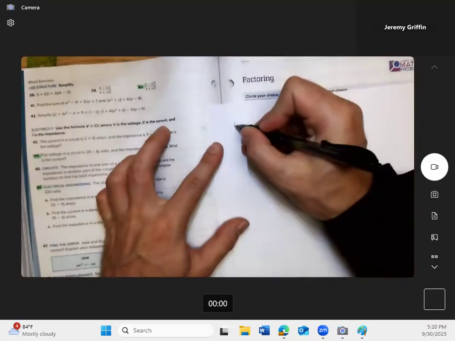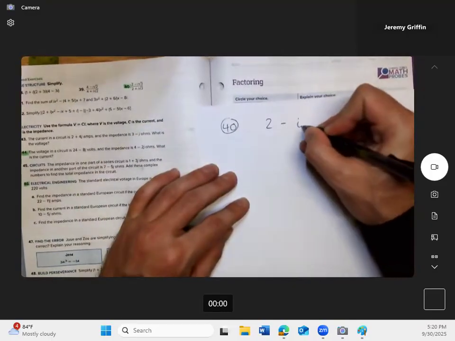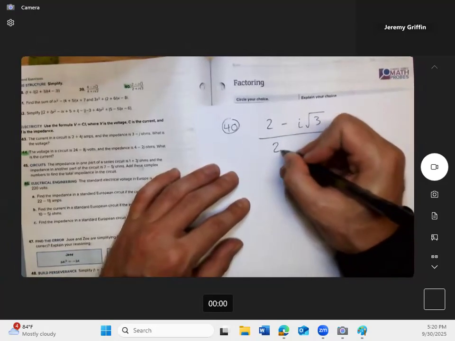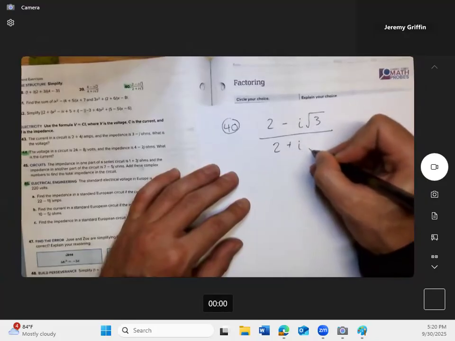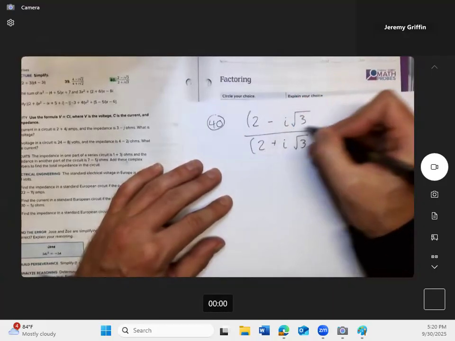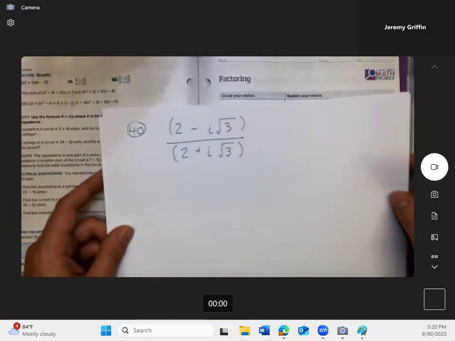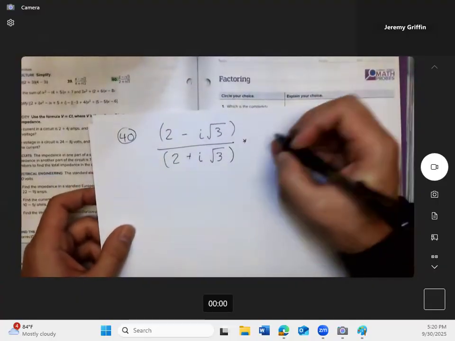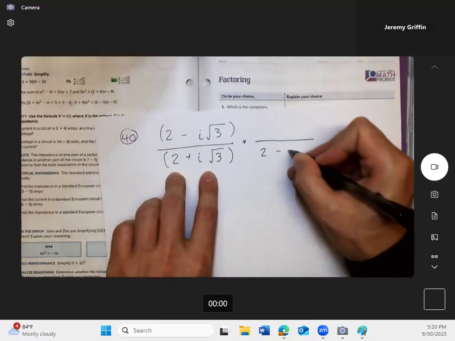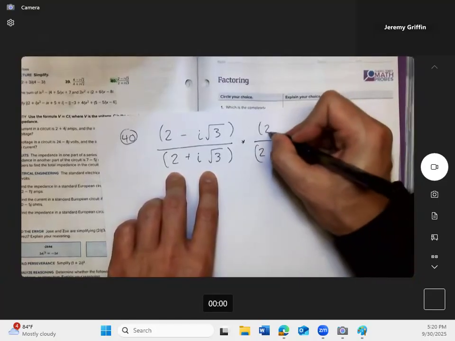So number 40. I got 2 minus i root 3 over 2 plus i root 3. Now that's interesting, that the numerator and denominator are conjugate pairs of each other. Wonder if this is going to come out with something interesting. Well, we'll find out. Let's play it out, see what happens. So the conjugate pair of this denominator is 2 minus i root 3. So put that in the denominator, but also the numerator to balance this out.